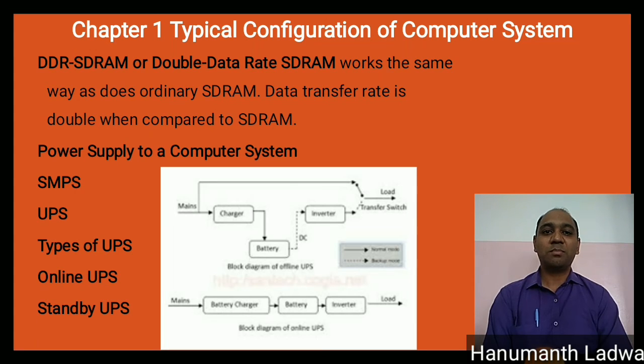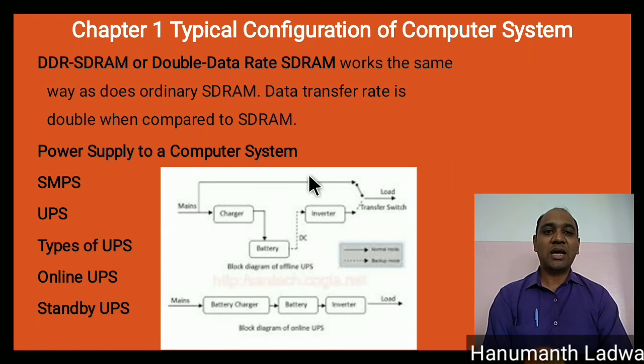Now let us continue with power supply to a computer system. Whenever we want to work on a computer system, it is required to have a continuous power supply. In the event of power failure, we require a power backup called UPS, that is uninterrupted power supply. There are two types of UPS. The first one is online UPS and the other is offline or standby UPS.